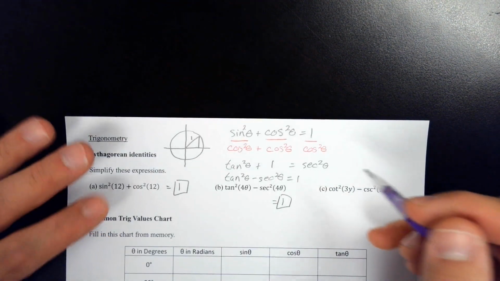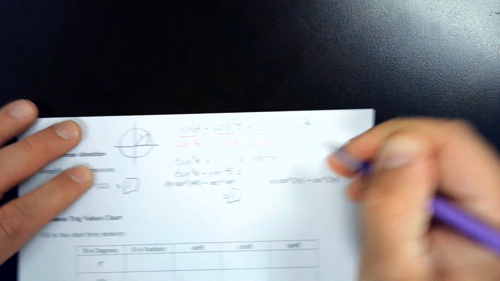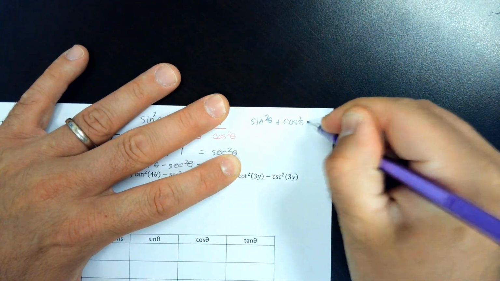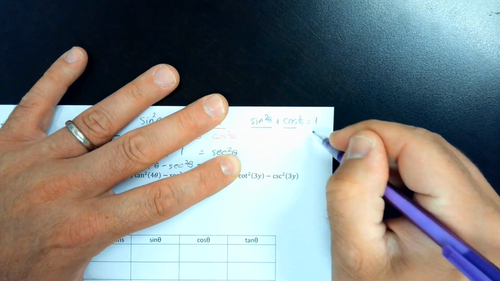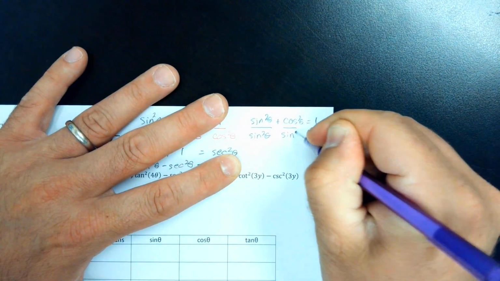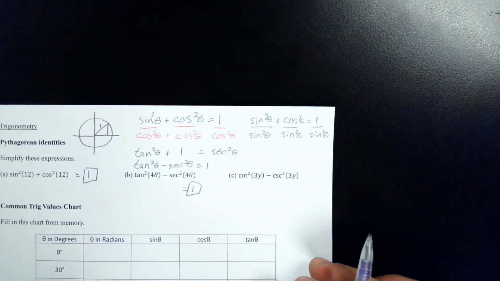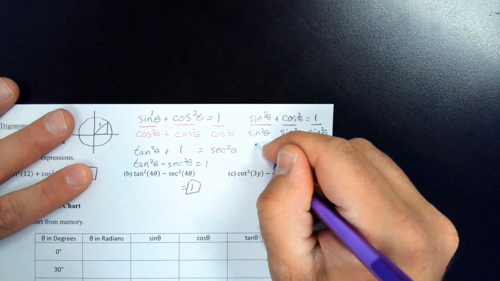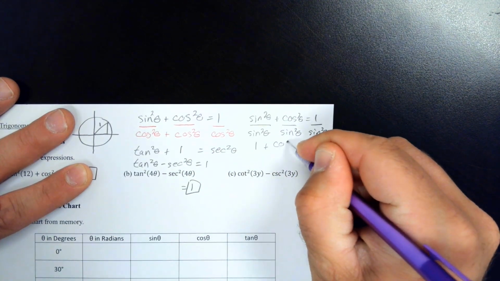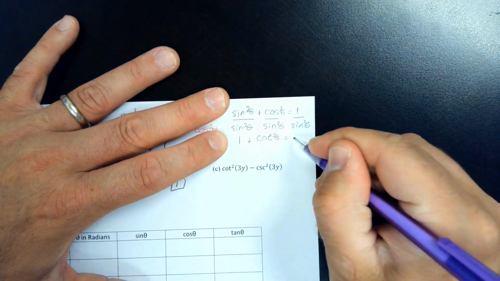And you may have guessed it, if I take this same formula, the Pythagorean identity, sine squared theta plus cosine squared theta equals 1, and now instead of dividing by cosine squared theta, I divide by sine squared theta, I'll get my third identity, which says, well, sine squared theta over sine squared theta is 1. Cosine squared theta over sine squared theta is cotangent squared theta. And 1 over sine squared theta is cosecant squared theta.